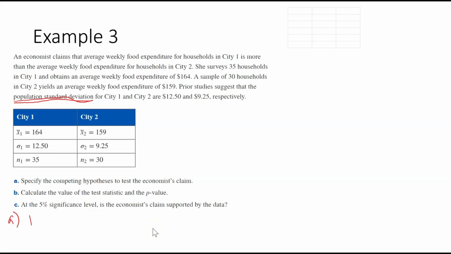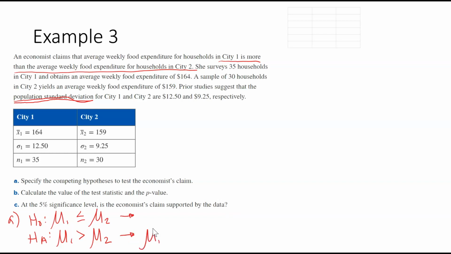So for A here, what's going on? What's the economist's claim? They claim that City 1 is more than City 2. So City 1, City 2. So they claim, and more than doesn't have equality, so I'll start there. They claim this. And so the opposite there would be that. This is the claim. But we're going to make it so we can see the difference value. So we're going to just subtract mu2 on both sides. And if you can go straight to this, you're more than welcome to do that. But so these are our alternative and null hypotheses.